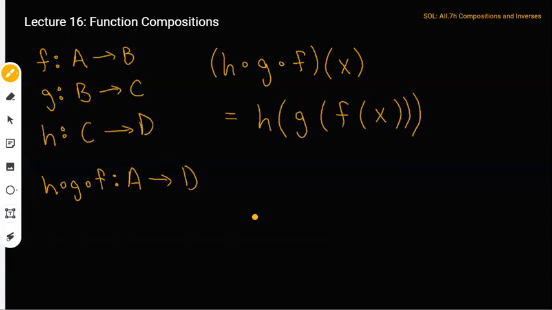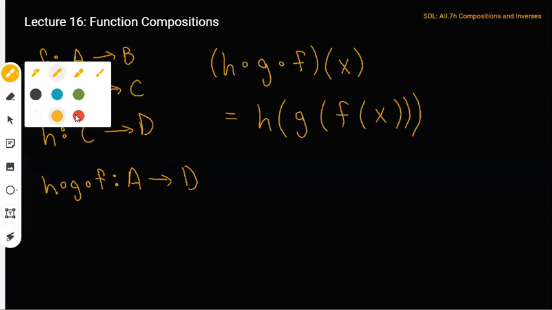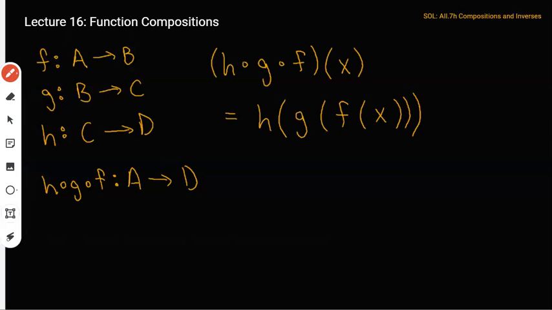Okay. So what we're doing here is we're taking the function f of x and we're putting it inside of g. But we're also taking the function g and we're putting it inside of h. So we have three different functions going on here. Okay, so if this is all true, then we can do what's called the associative law of composition.